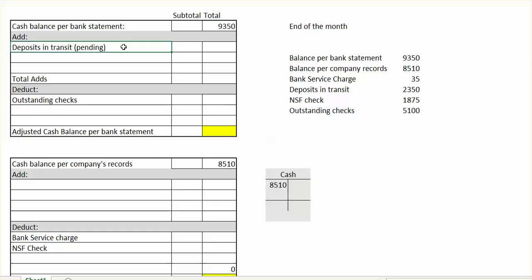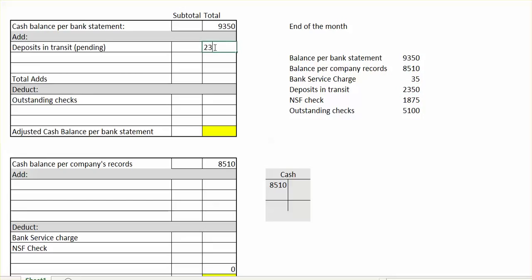And so if we made a deposit at 5:15 p.m. at a bank that has a sign that says deposits made after 4 p.m. will be made the next business day, well, if that deposit was made on the last day of the month, then the deposit will not show up on this month's bank statement. It will show up on next month's bank statement because it's pending. So if they give us an amount for deposits in transit, we'll add it.